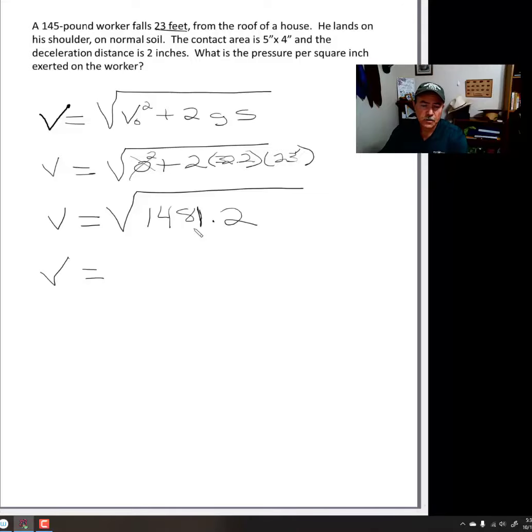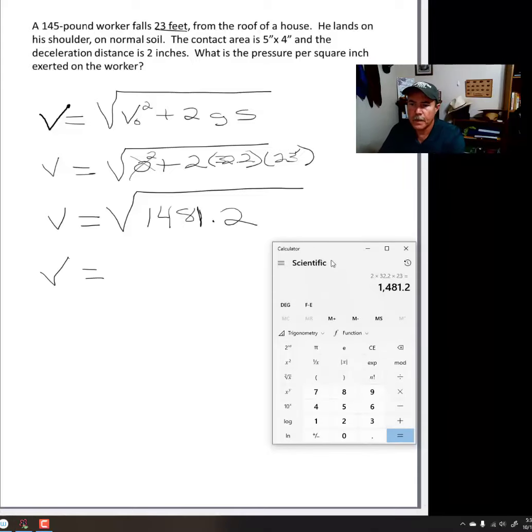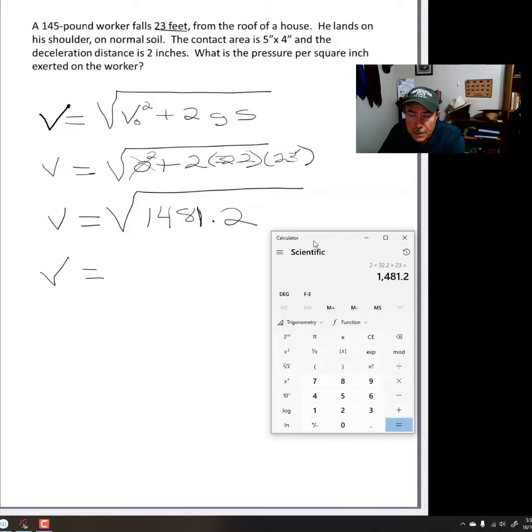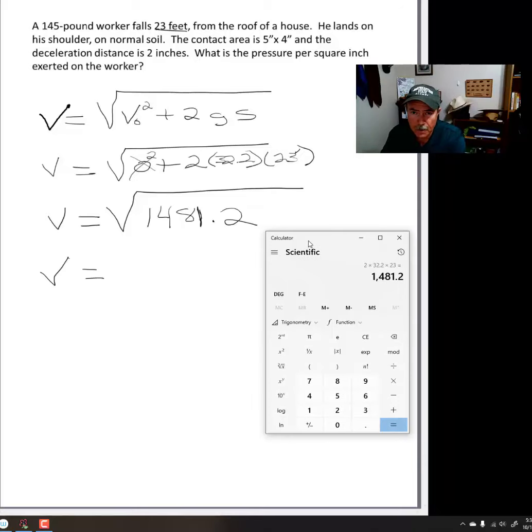Now all we need to do is take the square root of that. So bring my calculator back up. And I'm used to using a TI-30, but I can't bring my TI-30 up on the screen, so I'm attempting to use the Windows Scientific Calculator. Hopefully it works. And I think with this particular calculator, you have to enter the number 1481.2, and then you hit the square root button. Sure enough, that's what it is, 38.48. And I'm going to round that to 38.5.